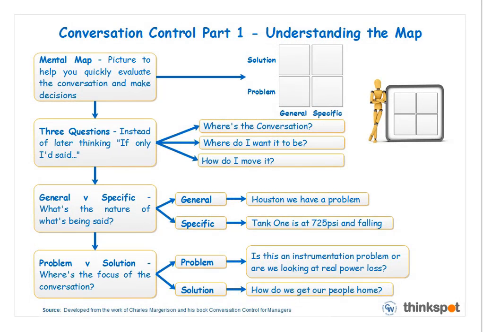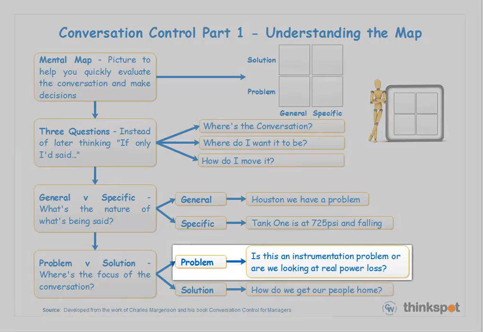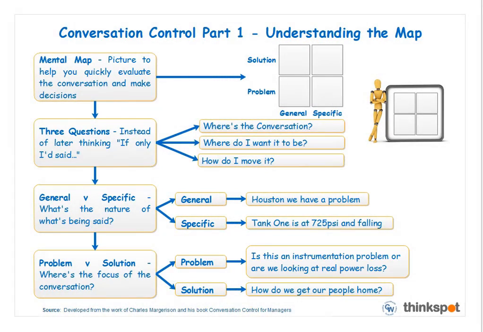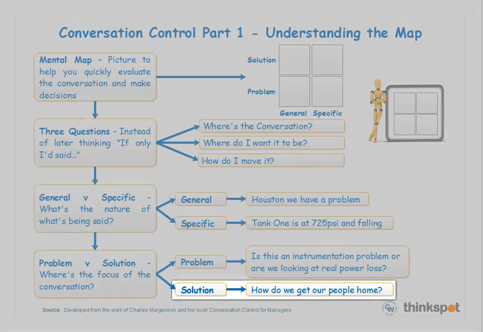You've no doubt been in conversations where the opposite is true, with people jumping around between problem and solution, general and specific, and you've witnessed how unproductive that can be. Let's look at 2 more Apollo 13 quotes from the flight director Gene Kranz. "Is this an instrumentation problem, or are we looking at real power loss?" That's him getting much more specific about the problem, and later he makes it very clear what the job for the assembled scientists now is. "How do we get our people home?" That's solution-focused thinking, and he wants them to all be doing the same. As you'll see later in this series, he's moved the conversation into the direction phase.